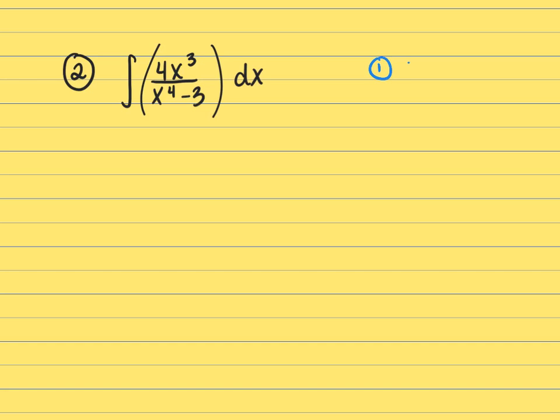So example number 2, we have an integral of 4x to the third over x to the fourth minus 3, this whole thing, dx. So if you notice, in this problem, we don't have an e anymore, right? There's no e in the numerator, no e in the denominator. So what we're going to let u equal, step 1, is let u equal what's in the denominator.